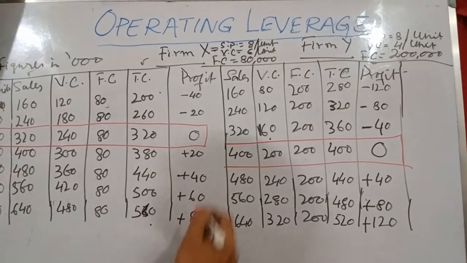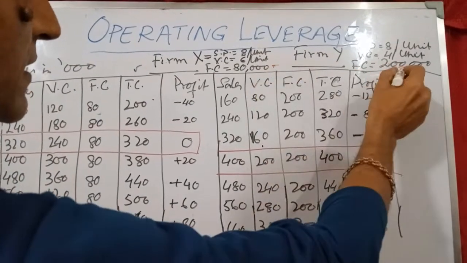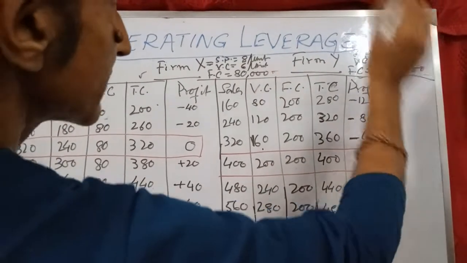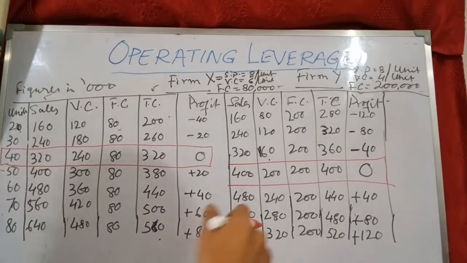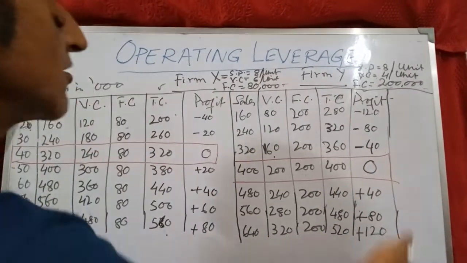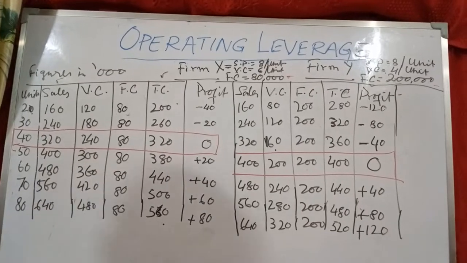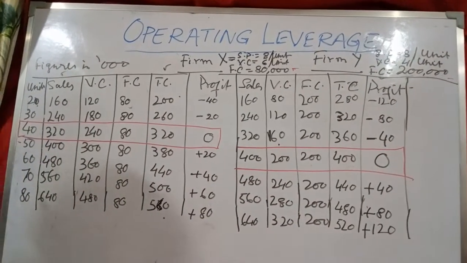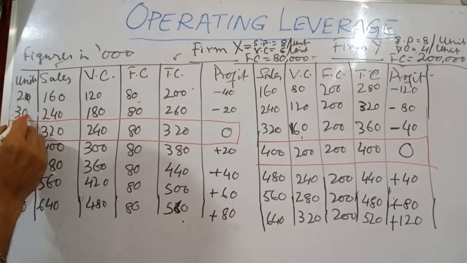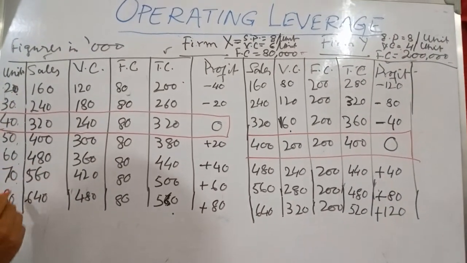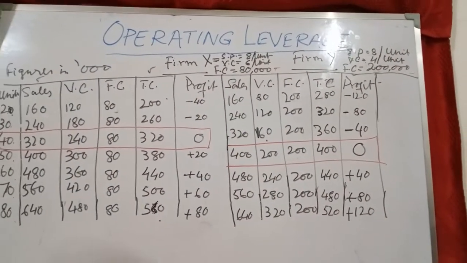This is due to impact of fixed cost. This is 80,000. In firm Y's case, it is 2 lakh. So it has to cover more fixed expenses compared to firm X. Secondly, you see, sales are increasing from 20 to 30 to 40 to 50 to 60 to 70 to 80, and so on, for both the firms. Correct?